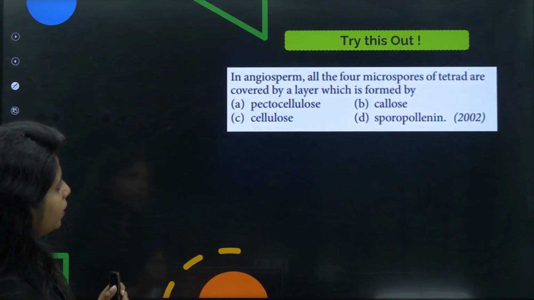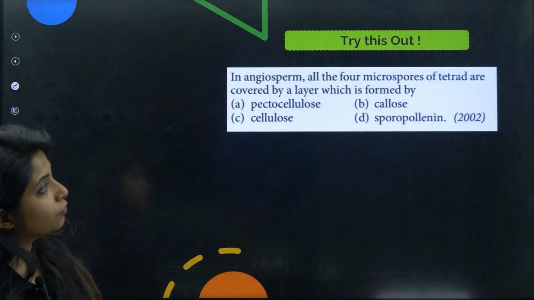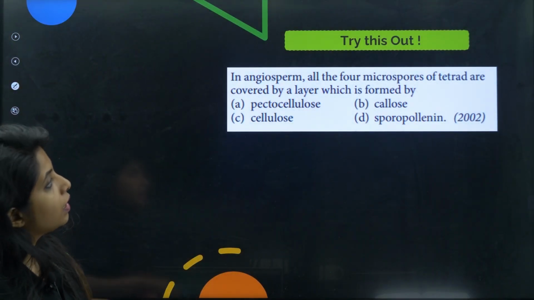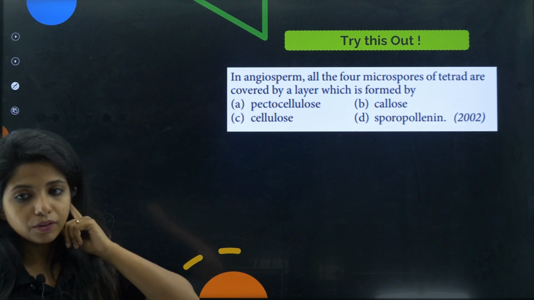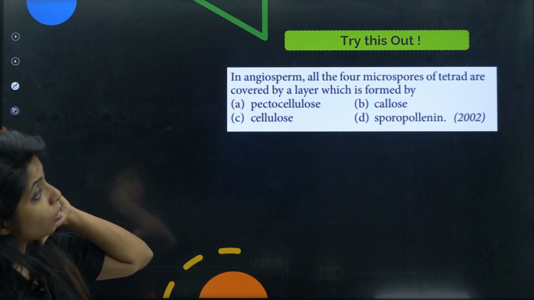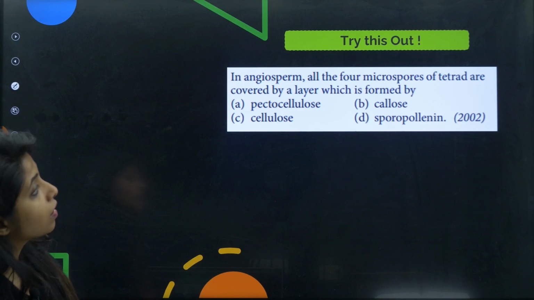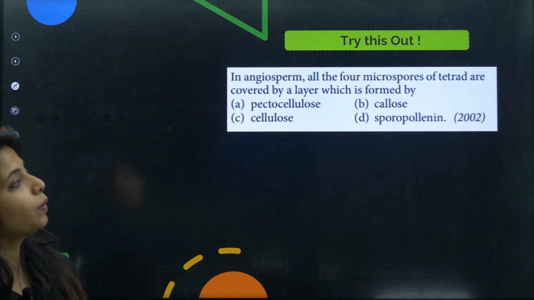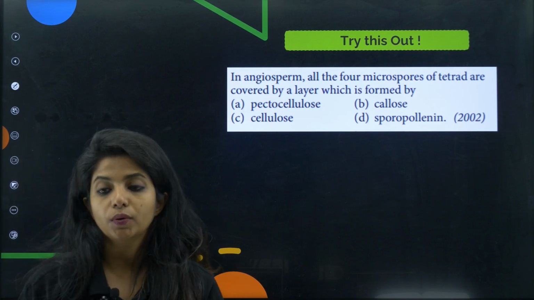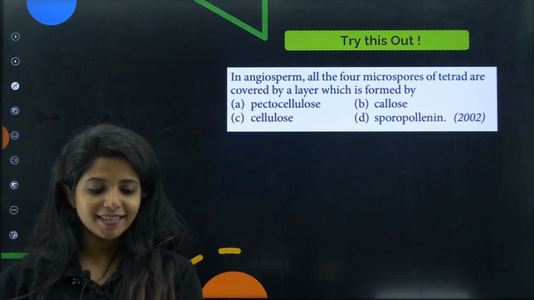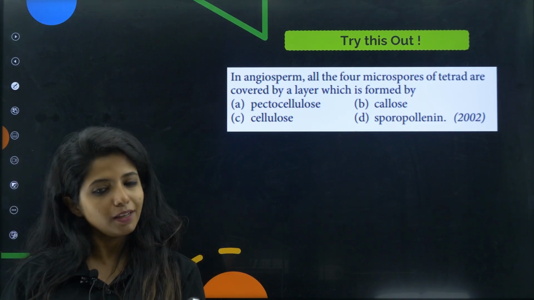Now going ahead. In angiosperms, all the 4 microspores of a tetrad are covered by a layer. Not male gametophyte, I was talking about male gamete. In angiosperms, all the 4 microspores of a tetrad are covered by a layer which is formed by what? You have to tell me. I am not going to help you. So tell me in the comment section, and in the next session I will be explaining this to you as well.